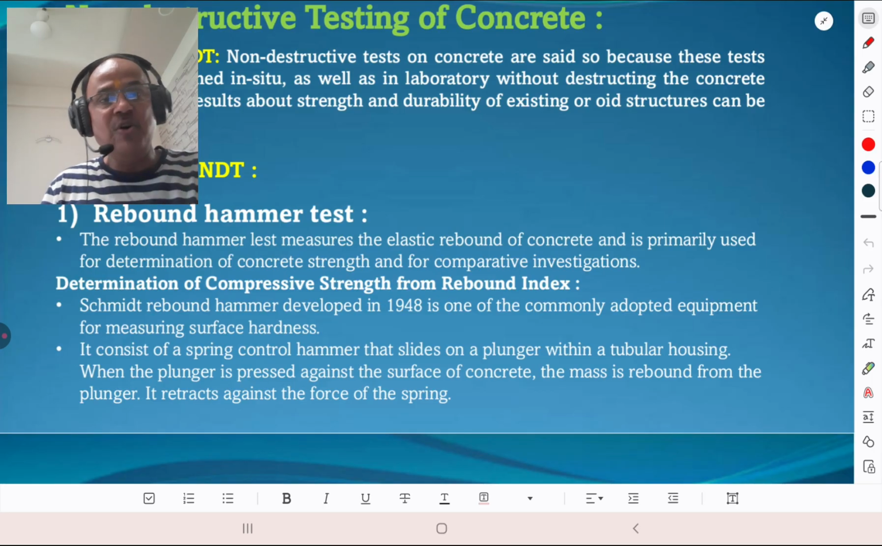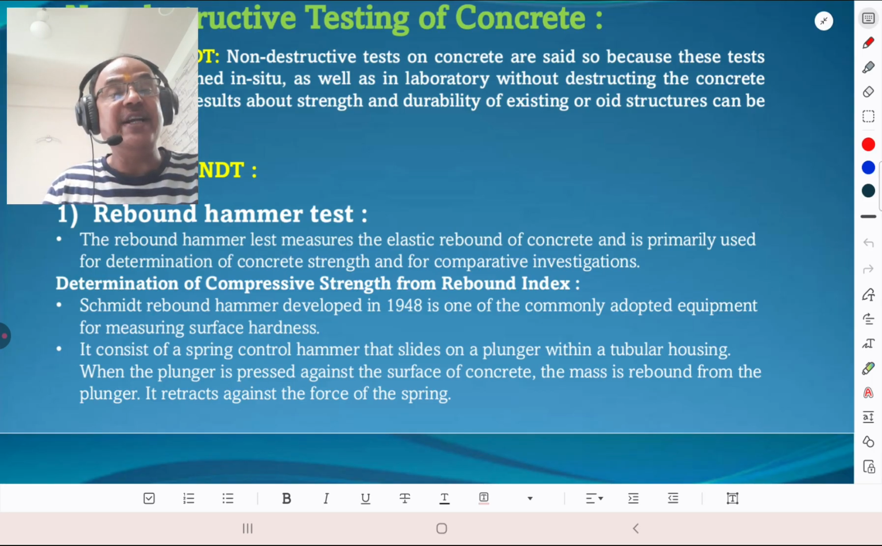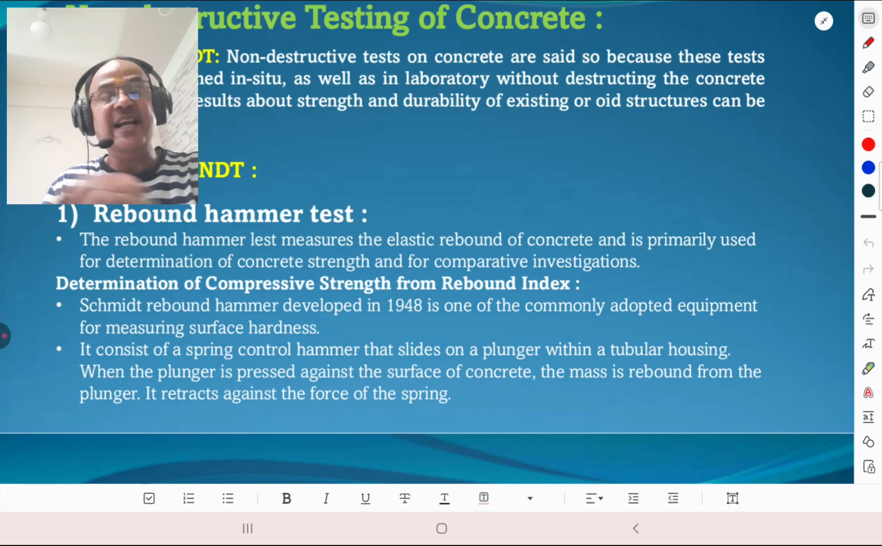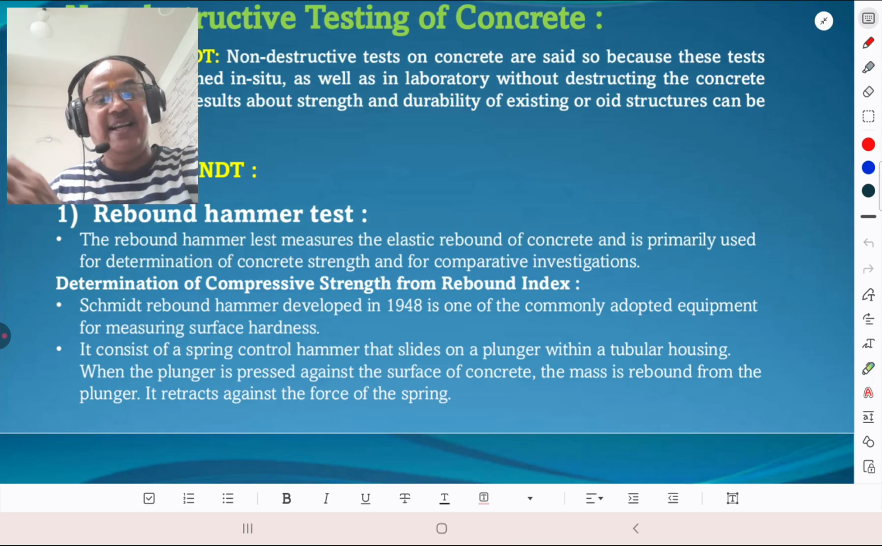This rebound hammer, developed in 1948, is one of the commonly adopted equipment for measuring the surface hardness. It consists of a spring controlled hammer that slides on the plunger within a tubular housing. When the plunger is pressed against the surface of the concrete, the mass rebounds from the plunger and it retracts against the force of the spring.